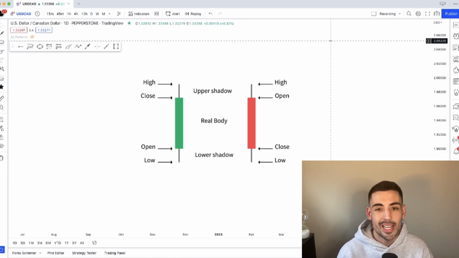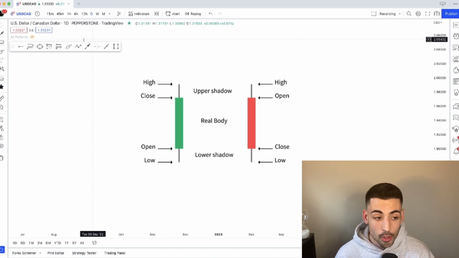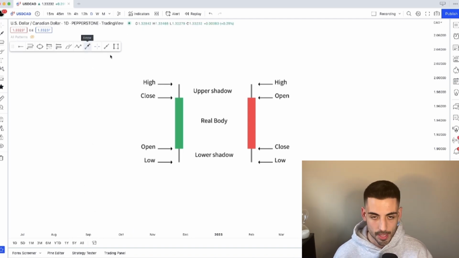In this lesson, we're going to be analyzing candlesticks and understanding how we could read them in the foreign exchange market. So without further ado, let's jump into TradingView and take a look at these candles. First things first, we're going to be dissecting the anatomy of these candles.